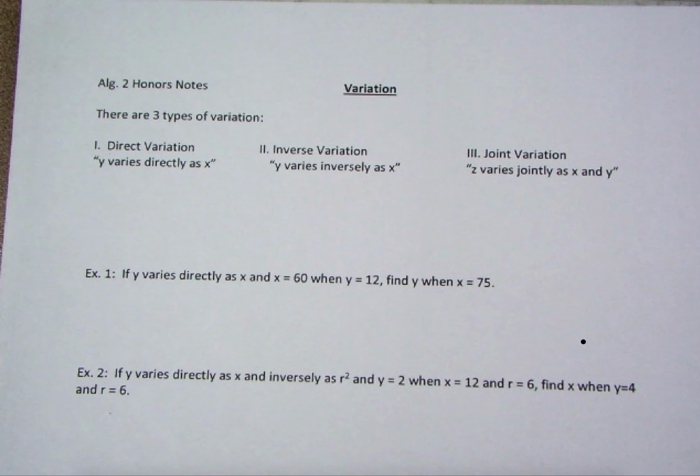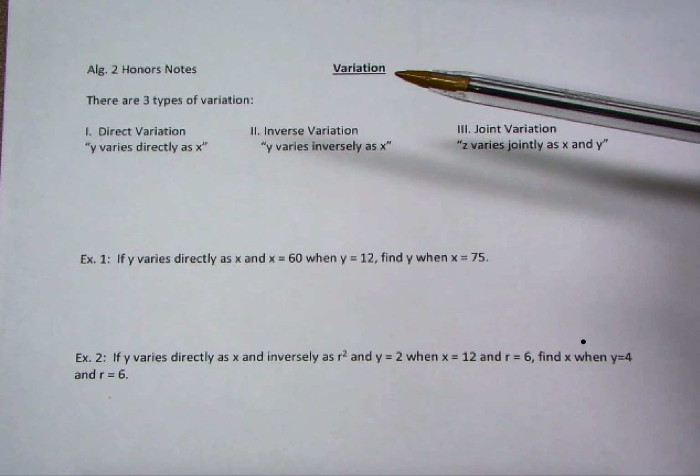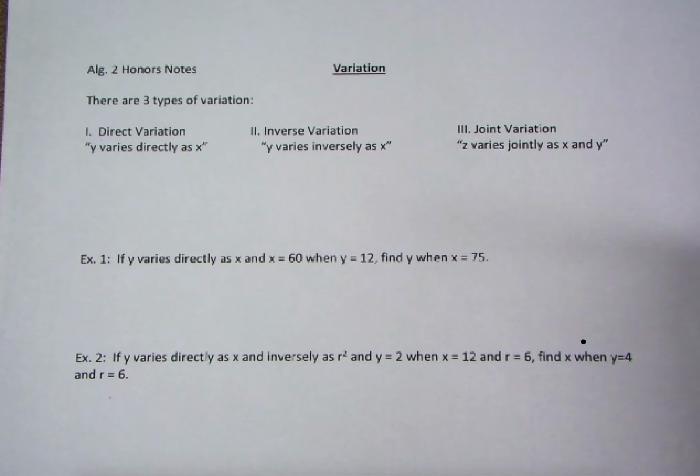Hey there. So this lesson is about what's called variation. And those students that are in chemistry already have a little bit of background on this topic because variation is all about how several variables relate to one another. In chemistry, you talk about pressure and volume. As volume goes up, pressure goes up. As one variable increases, the other increases. Or you can have cases where as one thing increases, the other one decreases. And that is what variation is all about.